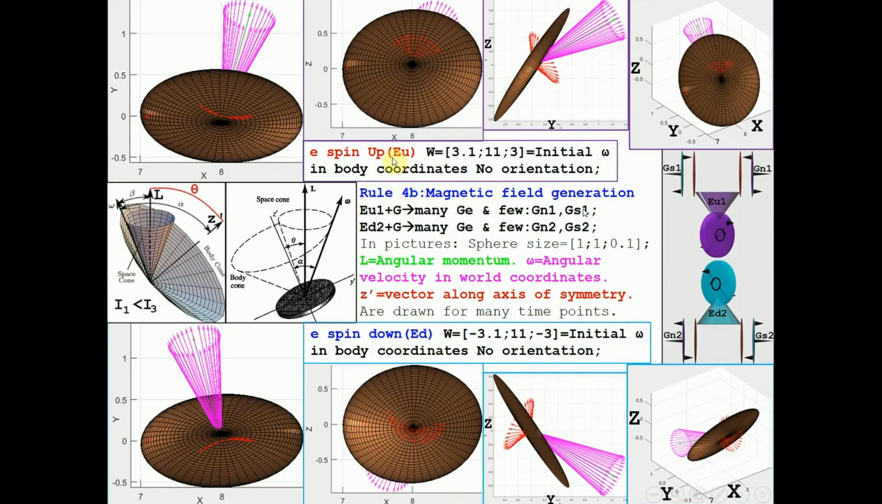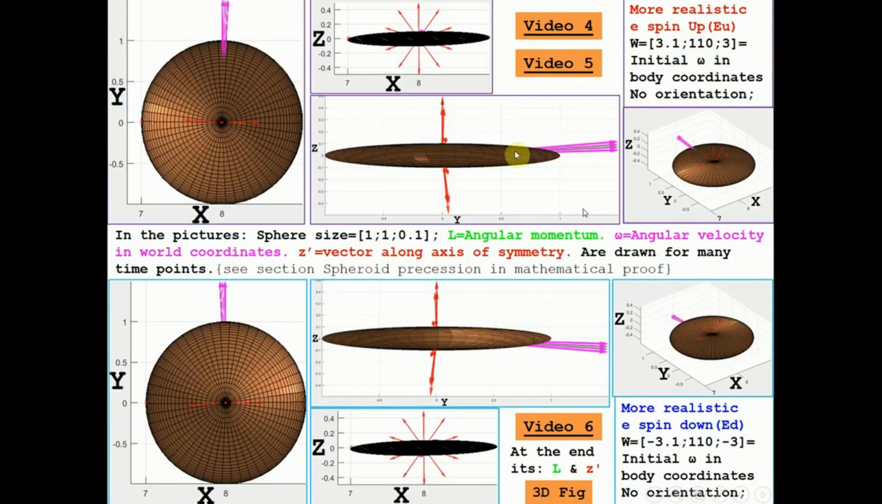In the picture, the green arrow represents the angular momentum that does not change at any time point. The pink arrow is the angular velocity in the work coordinate, and the red arrow is the vector along the axis of symmetry. The electron in the universe has a much bigger angular velocity component along the y-axis. So this picture represents the electron closer to reality, where the angular velocity along the y component is 110 and not 11. I will show you two movies.